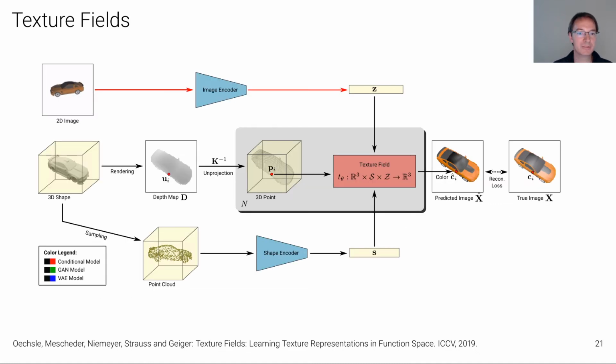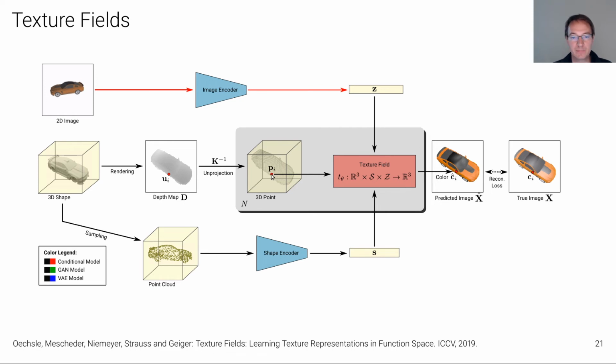This is what the model looks like. We have, again, a regular image encoder that gives us a low dimensional latent code C. We also encode the input 3D shape, in this case using a PointNet encoding into a global shape encoding S. And then we render this 3D shape into a depth map in order to query 3D points on that surface by just unprojection through the camera matrix.